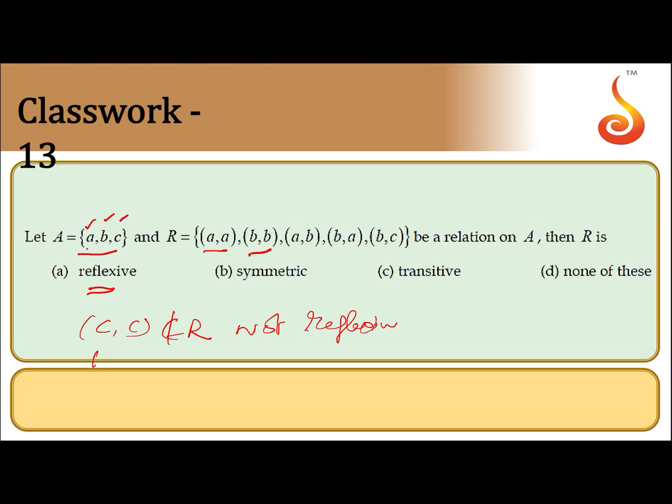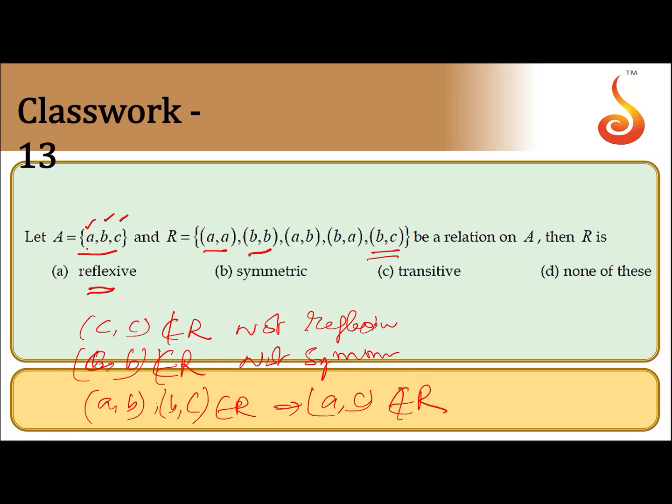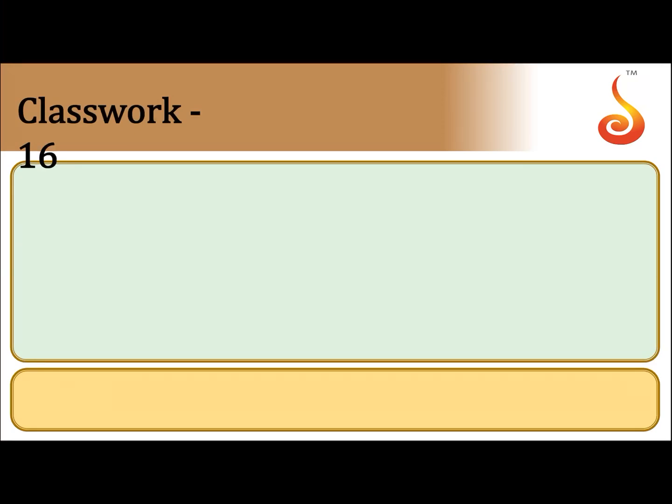Let me take up the symmetry. You have (b,c) existing, but (c,b) does not belong to the relation, and therefore it is not a symmetric relation. Next, transitivity. You have (a,b) belonging to R, and (b,c) belonging to R, but (a,c) does not belong to R, and therefore it is not transitive also. So it is neither reflexive nor symmetric nor transitive. So the answer is none of these.